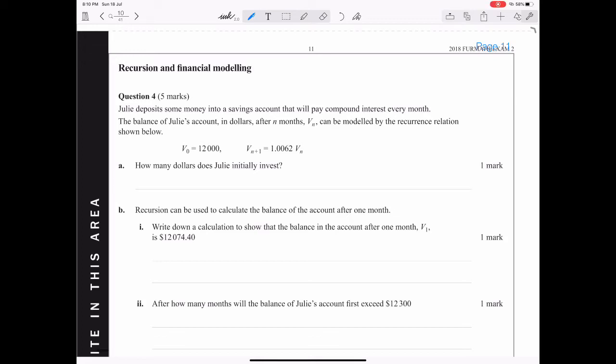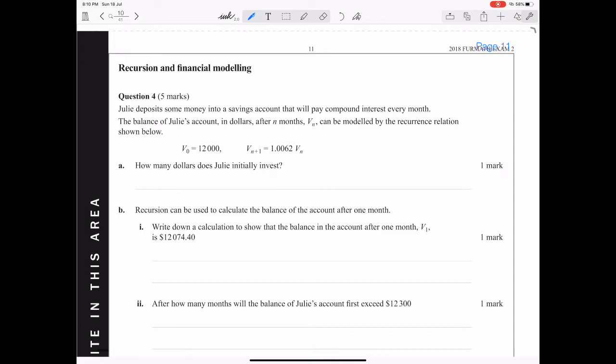Hi everyone, so today I'll be going through the recursion and financial modeling section of the 2018 Further Maths Exam 2. So question 4, Julie deposits some money into a savings account that will pay compound interest every month. The balance of Julie's account in dollars after n months can be modeled by the recurrence relation shown below. How many dollars does Julie initially invest?